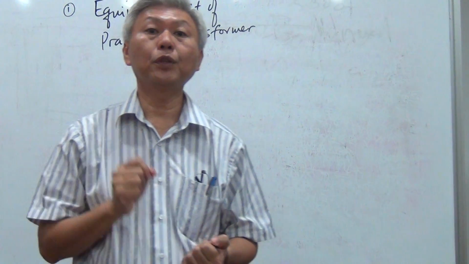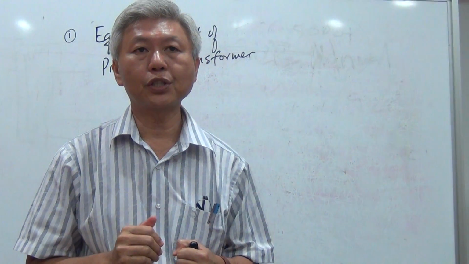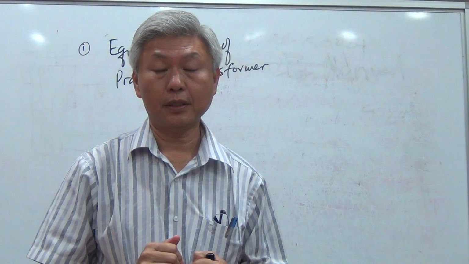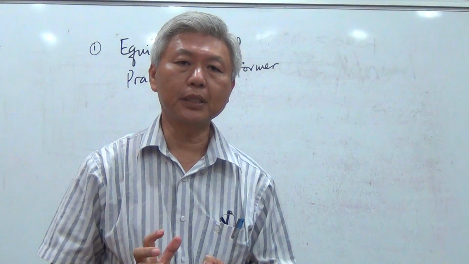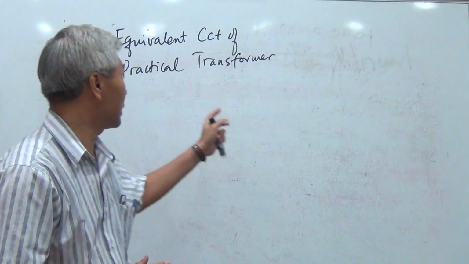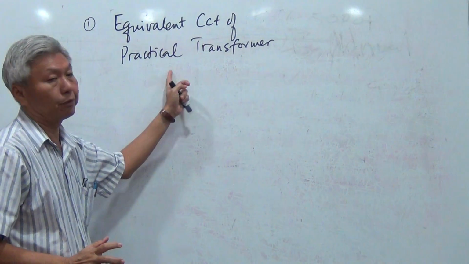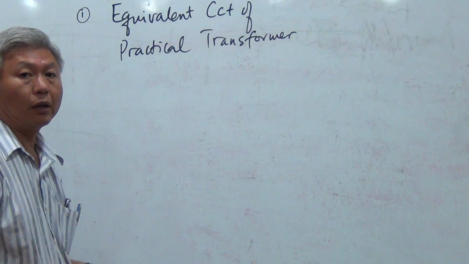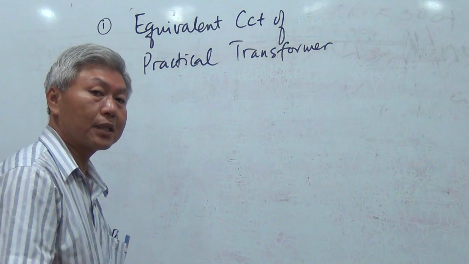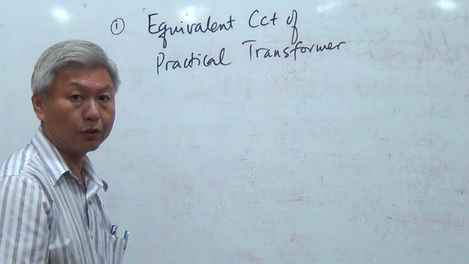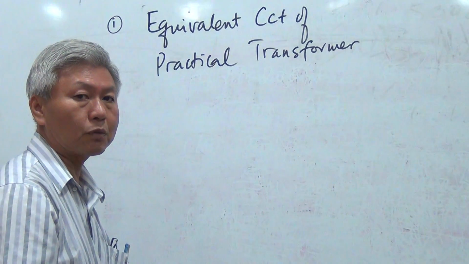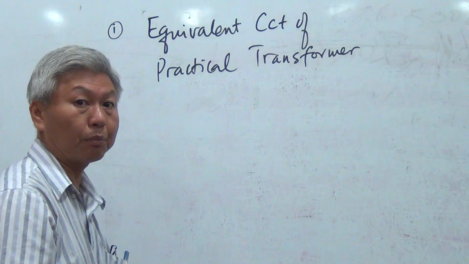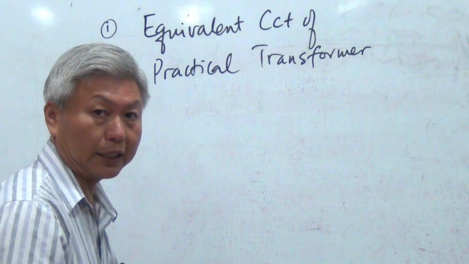Alright, now we move on to the second part of the transformer, which is called the referring of parameters. Now before we talk about all the parameters, let us zoom into this equivalent circuit of a practical transformer. Now ideal transformer, you remember, was just simply primary coil and secondary coil, but a practical transformer actually consists of 6 other parameters. Okay, what are they?